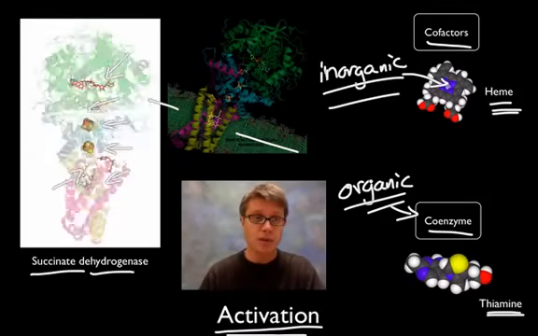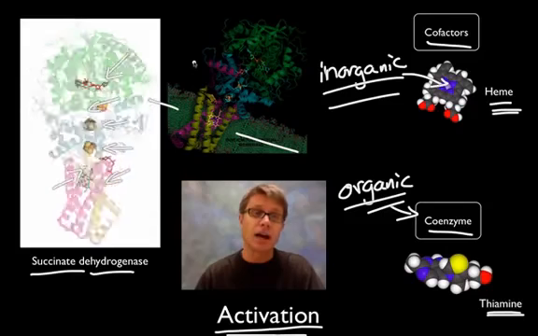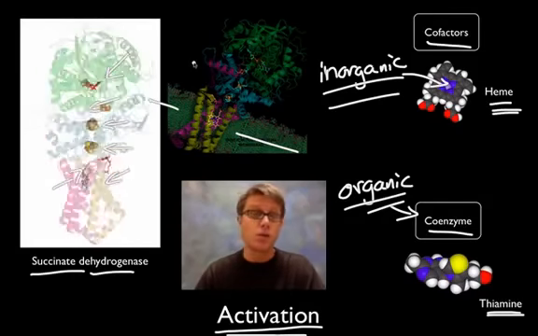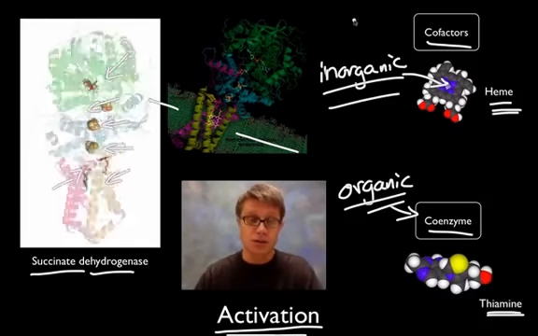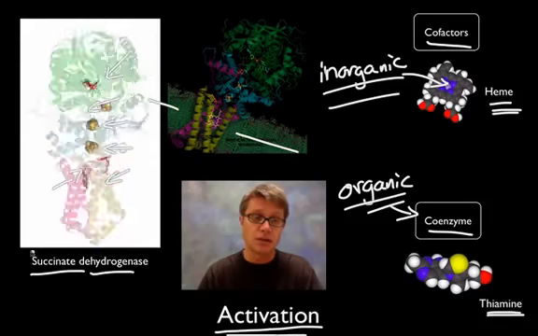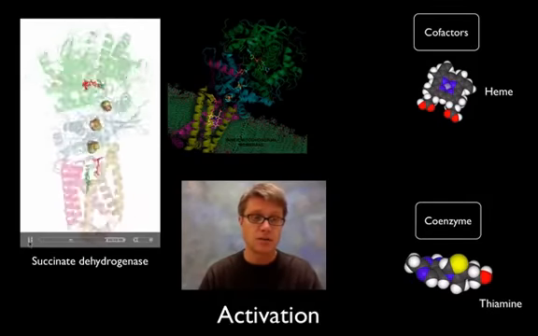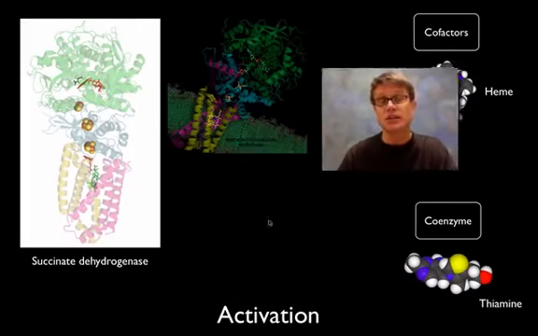But basically what happens is once we have the cofactors and the coenzymes, now we have an enzyme that can actually function. And now it can do what it's meant to do. But if we remove those cofactors, those inorganics and those organics, then it'll actually come to a stop, or it won't function anymore. So that's activation. That's how we turn enzymes on.